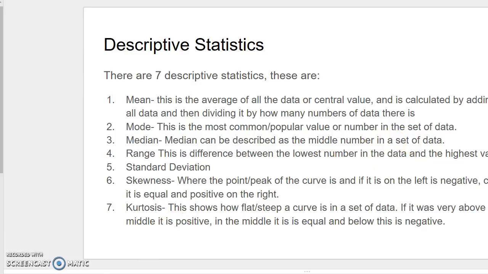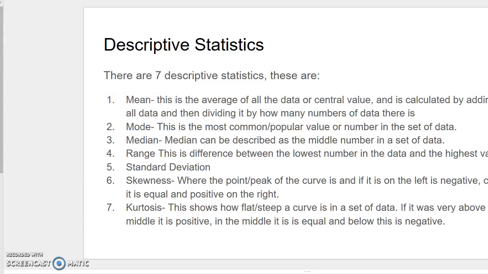The median can be described as the middle number in a set of data. The range, this is the difference between the lowest number in the data and the highest value. Standard deviation, skewness, where the point or peak of the curve is, and if it's on the left it's negative, in the center it is equal, and positive would be on the right.